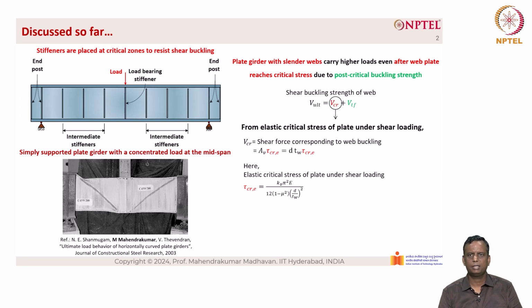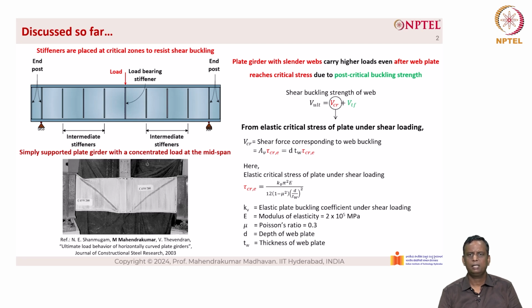The depth of the plate is D, which is basically the web depth, and T_W is the thickness of the plate. And here K_V is the elastic plate buckling coefficient under shear loading, and E is the modulus of elasticity, 2 times 10 power 5 Newton per millimeter square. Mu is the Poisson's ratio, defined as 0.3 for steel sections. D is the depth of the plate and T_W is the thickness of the plate as described previously. Now, how do we determine V_TF, which is the post-critical buckling strength?